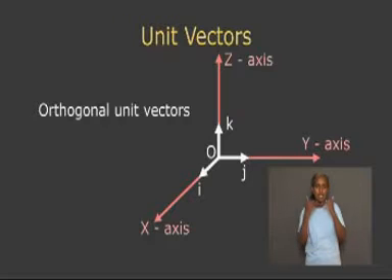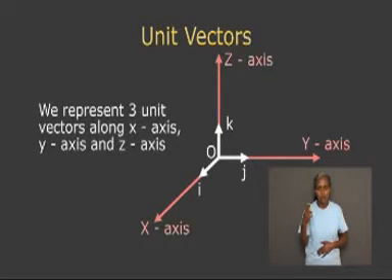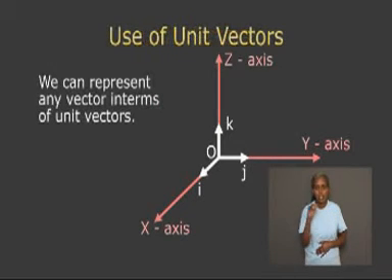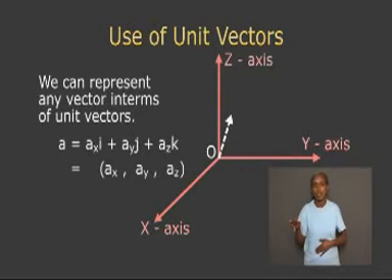The standard unit vectors we use are i for the x-axis, j for the y-axis, and k for the z-axis. This will allow us to determine the coordinates of any vector's initial and terminal point in space. We can represent any vector in terms of unit vectors as demonstrated here.